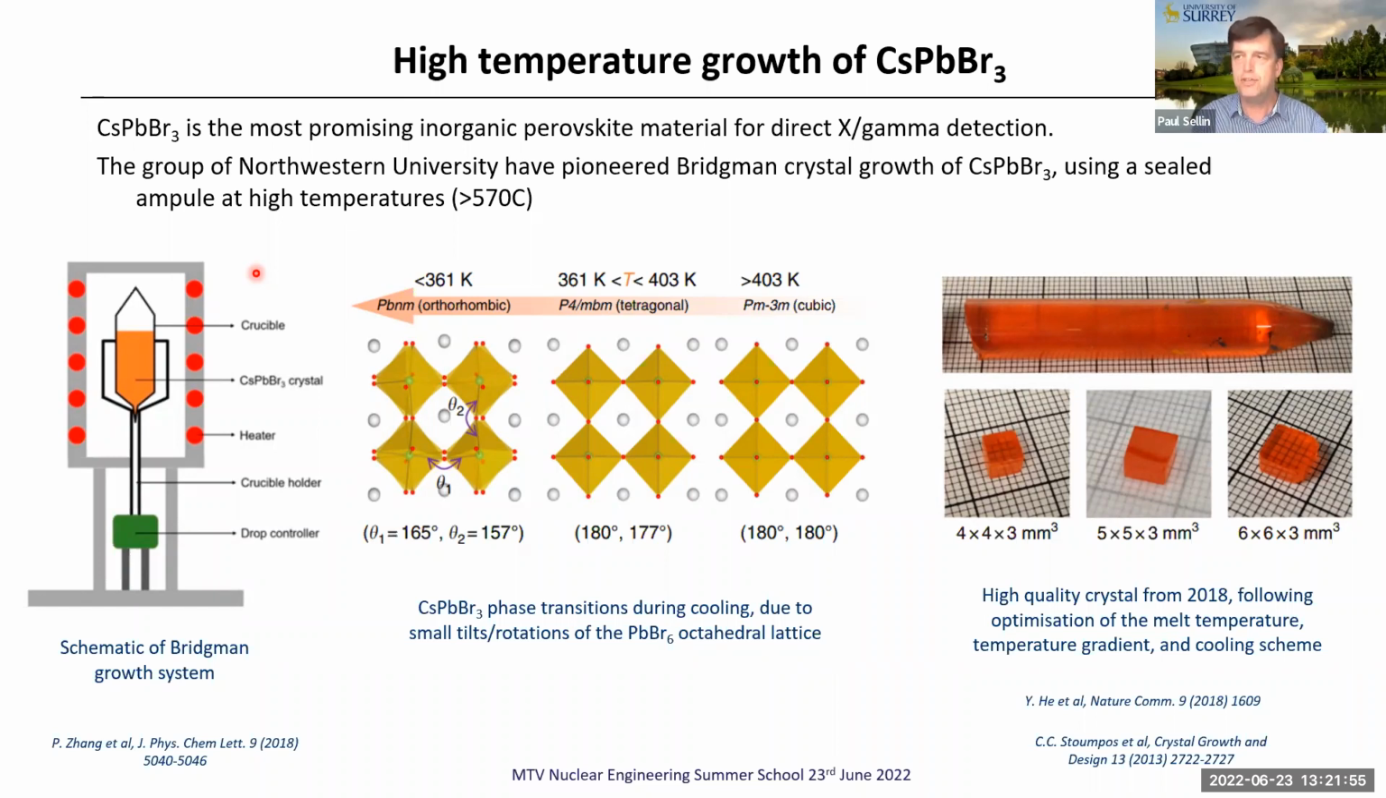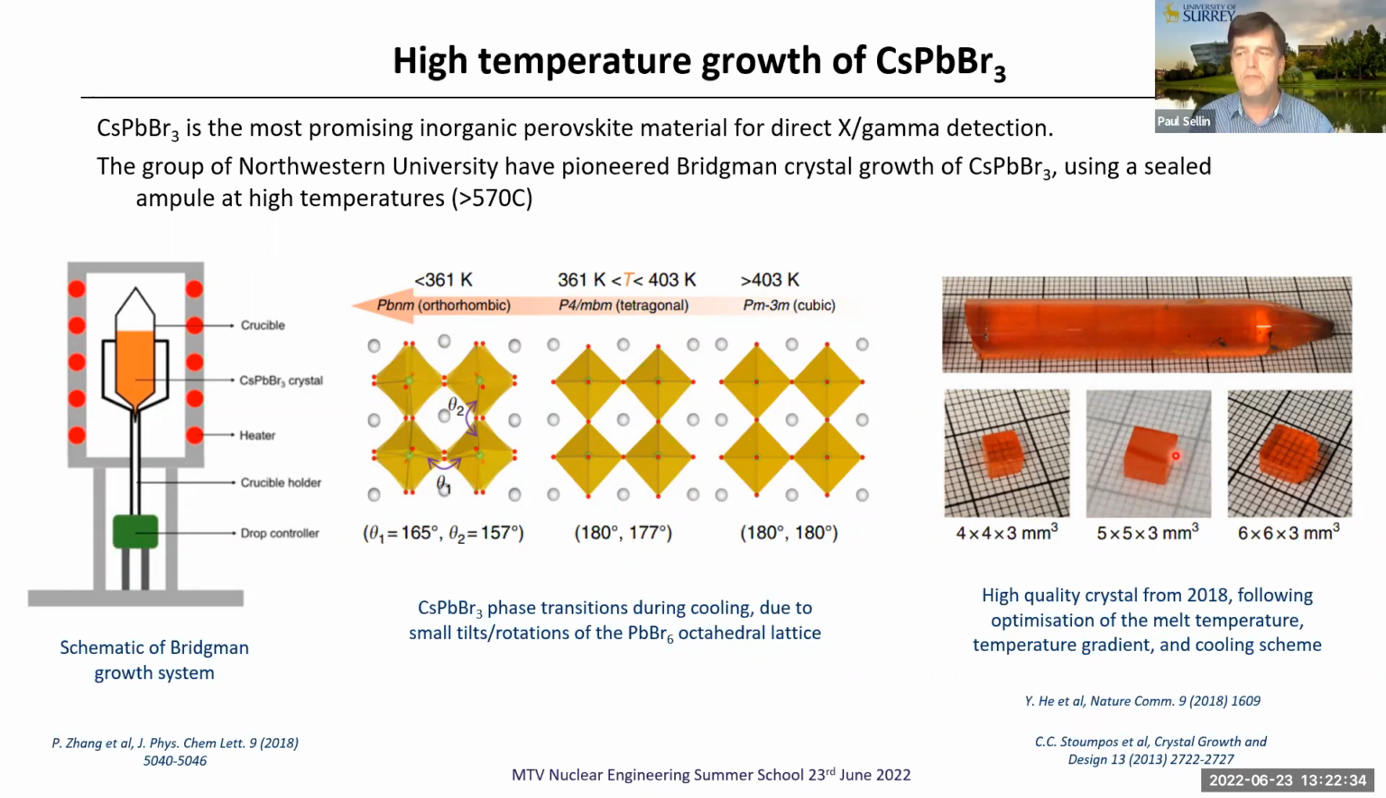It's a tricky method. It looks very simple, but it's not simple in the slightest. You need to understand your temperature gradients very carefully in your growth vessel in order to get a good result. You also need to purify your precursors very carefully before starting the growth process. And you can see some really nice crystals grown by the Northwestern group. This was pioneered by their colleagues, Stoumpos, who published early in 2013, and it has been developed by the group since.